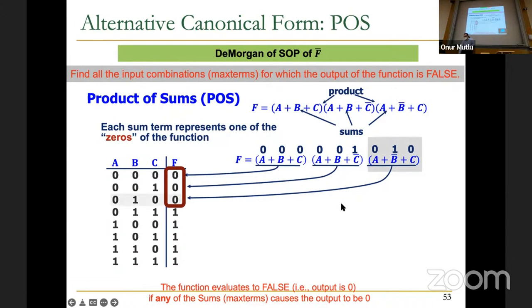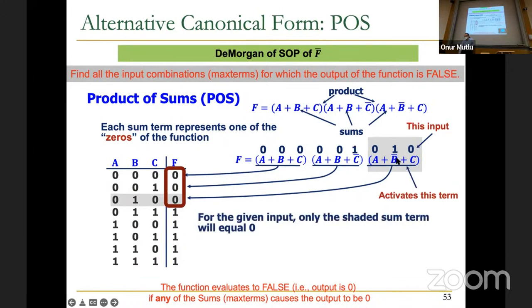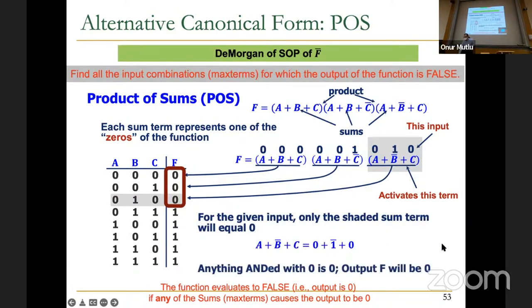You can verify this on your own also if this was too quick. Clearly this input activates that term, and only the shaded sum term will equal zero for that input, and you'll get this result in the end. Anything ANDed with zero is zero, so the output of the function will be zero.